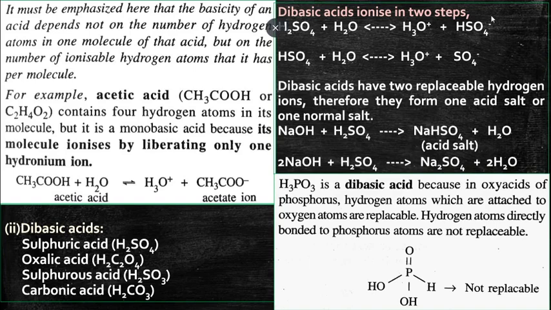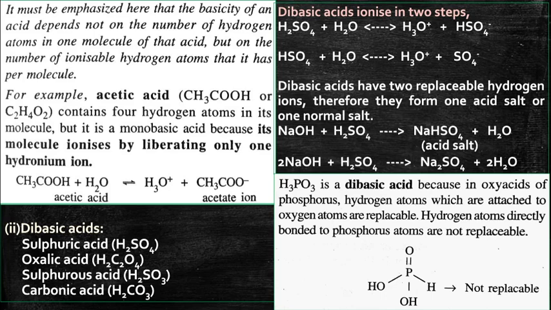How does it ionize? Let's have an example. Dibasic acids ionize in two steps. We can take the example of sulfuric acid, H2SO4 plus water. On ionizing, it gives H3O+ and HSO4-. This is the first step. In the second step, this HSO4- further reacts with water and produces one more hydronium ion, and it also gives SO4 2-. So this occurs in two steps. Hence they are known as dibasic acids.